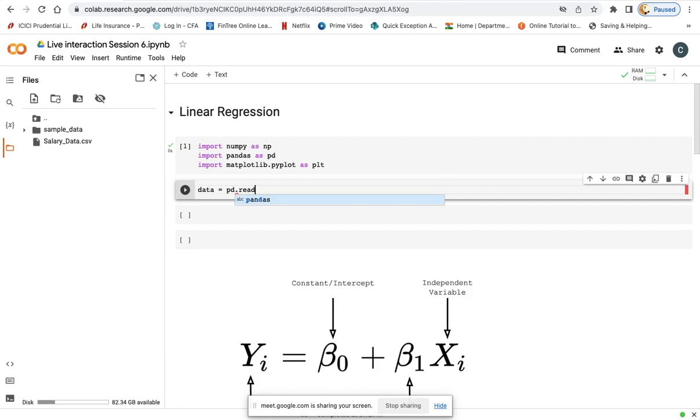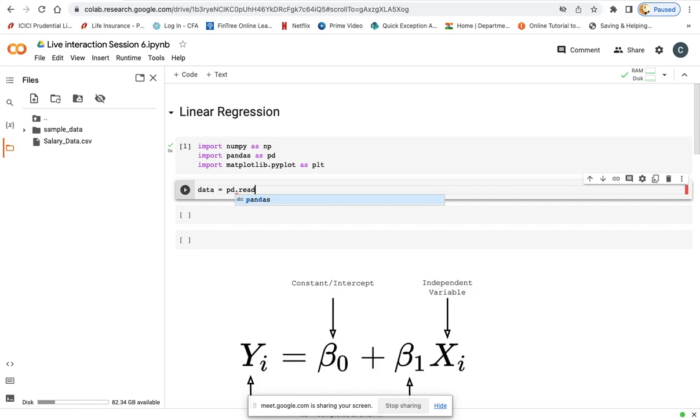Now what we are doing is taking X as years of experience and Y as salary. Given the years of experience an employee has, we have to estimate their salary. So that is the linear regression problem we are going to have. So let's write it down.